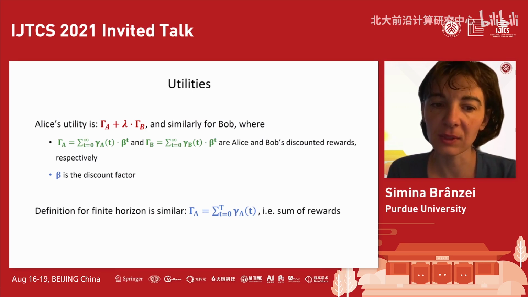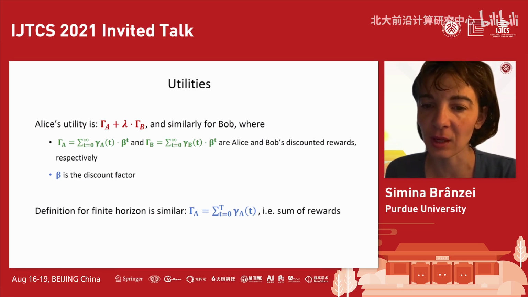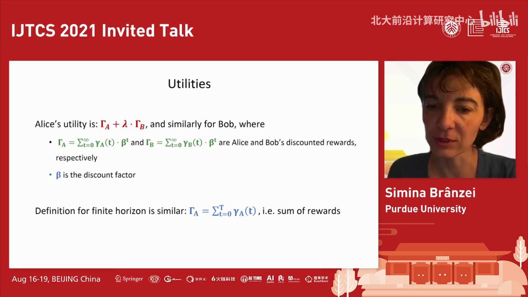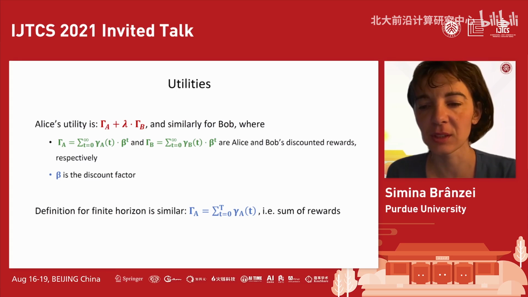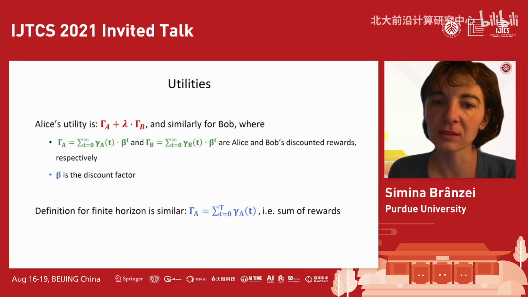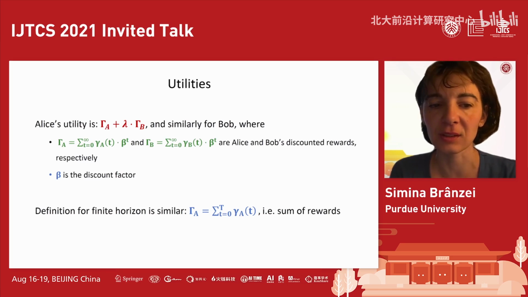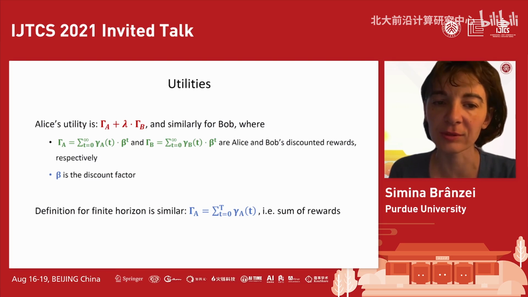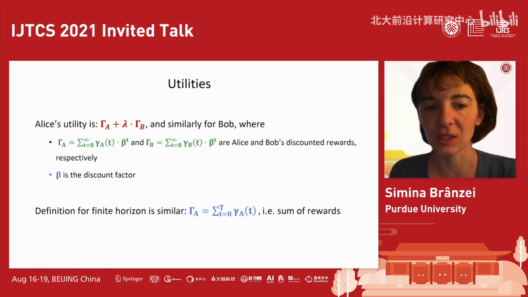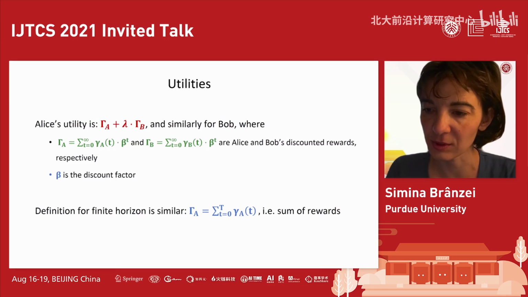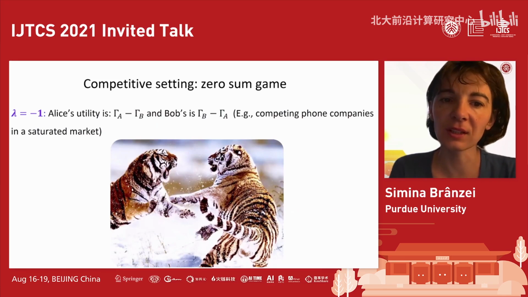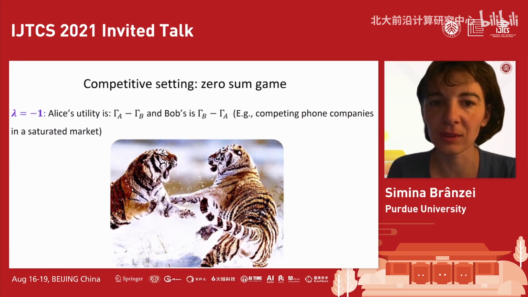And there will be a definition for finite horizon, which is similar. There gamma A is the sum from t equals 0 to capital T of little gamma A of t, so here it will be simply the sum of rewards. The results will actually also be for finite horizon. There are some similar phenomena, but I will focus on the setting with the discounted gain due to time constraints. So there are 3 settings that we will focus on.